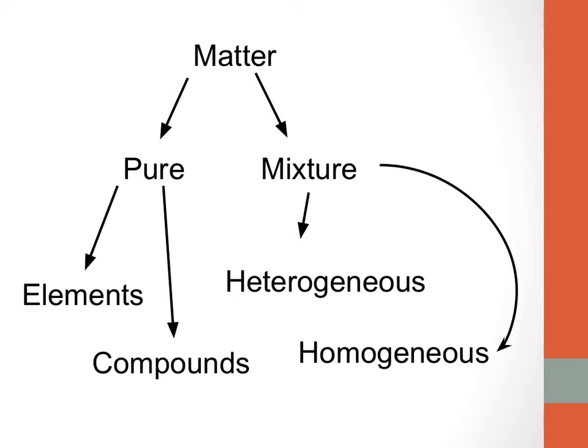Now, in fact, we talked about heterogeneous and homogeneous way back in September as well. But a heterogeneous mixture is an uneven mixture. Basically, if you can tell the parts of the mixture apart from one another, it's a heterogeneous mixture. A homogeneous mixture, on the other hand, is what we call a nice even mixture. An even mixture is one where you can't tell the parts that are mixed together apart from one another.